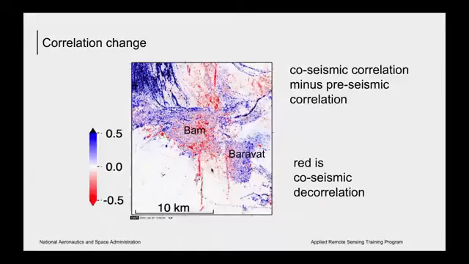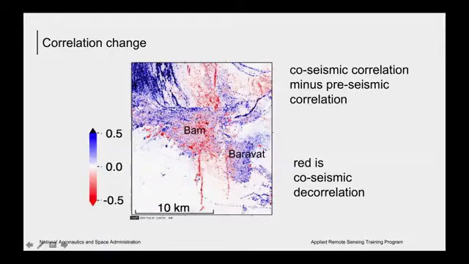These little circles here show where they mapped the surface ruptures in the field. And we also noticed that we could detect both the surface ruptures and the damage to the city by looking at the change in correlation. This is a correlation change image from taking the coseismic correlation and subtracting the pre-seismic correlation image. And the red here shows where the correlation decreased. This area to the south is where the surface ruptures are located.